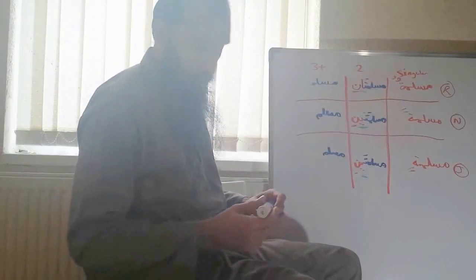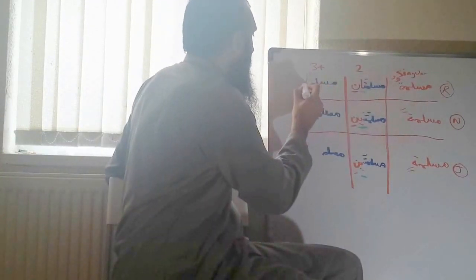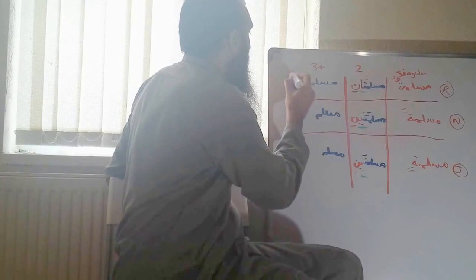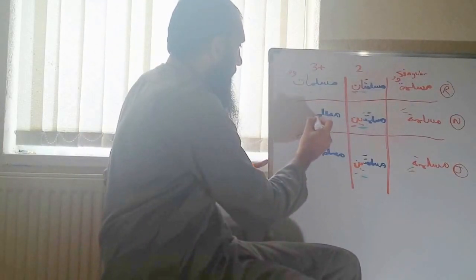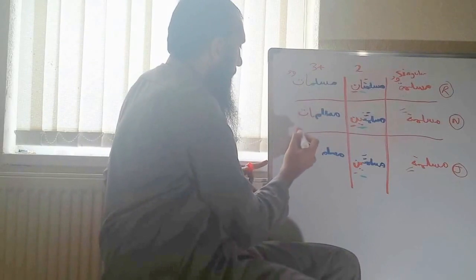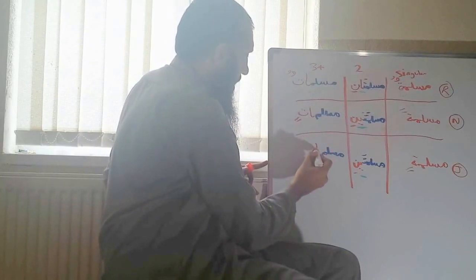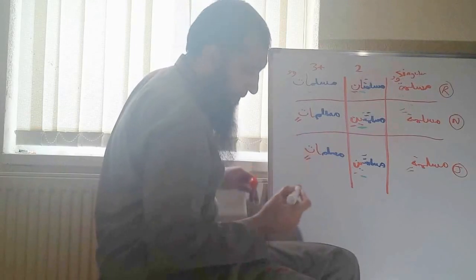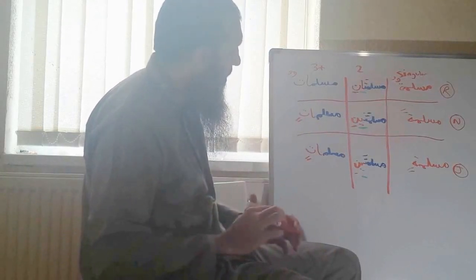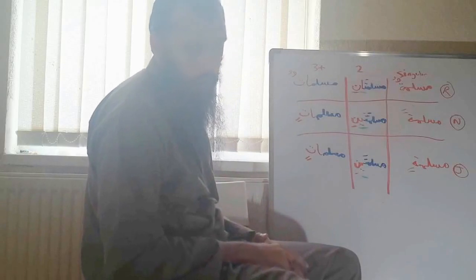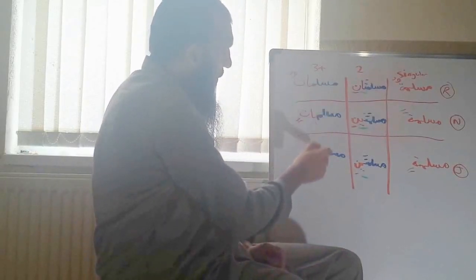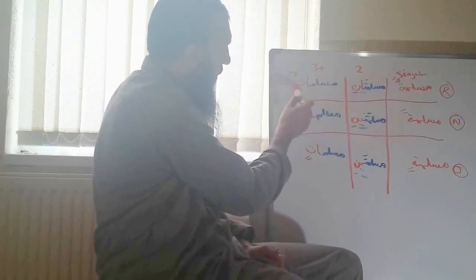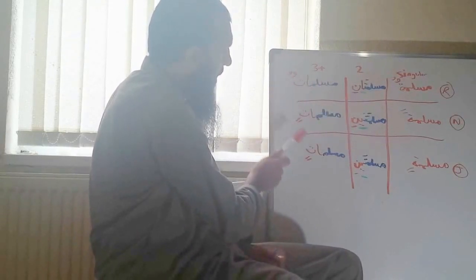Here, what happens is muslima, alif added: muslimatun. Muslimatin. So again, very important. This is why this table is so important, because you'll get confused otherwise. As you can see, looking at the letters, it looks all the same for the feminine and masculine, but it's tun, muslimatun, muslimatin.